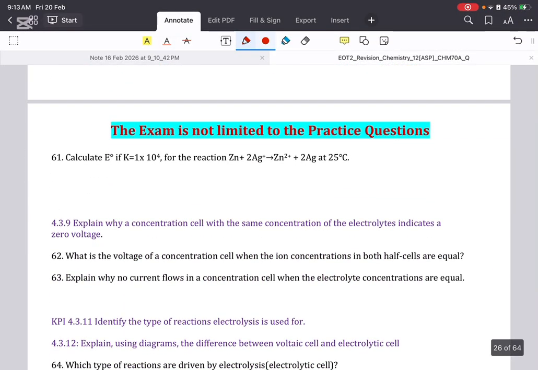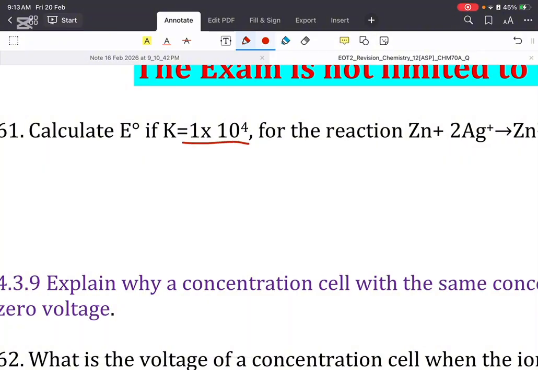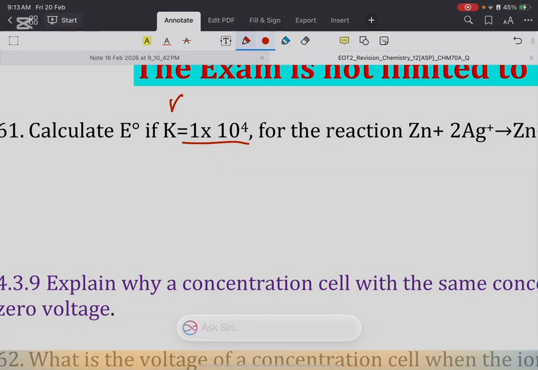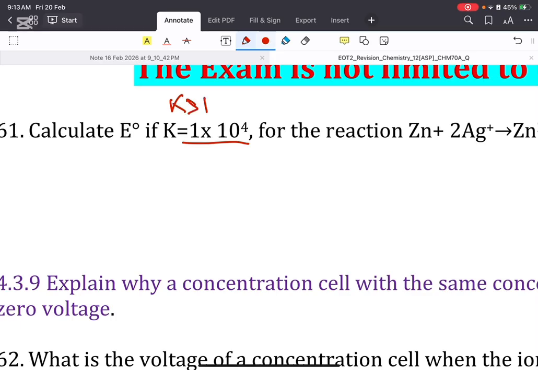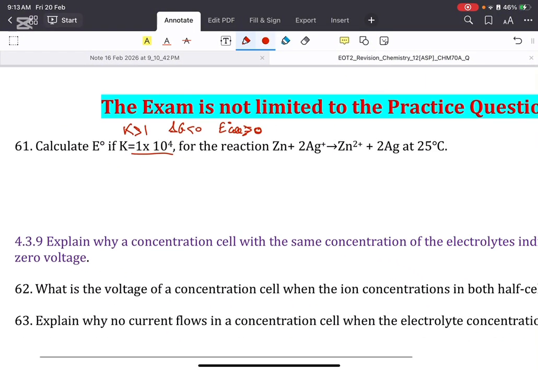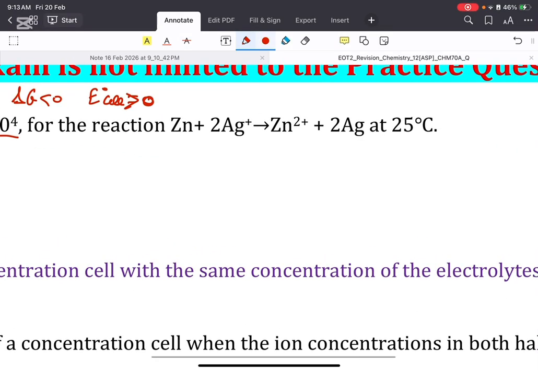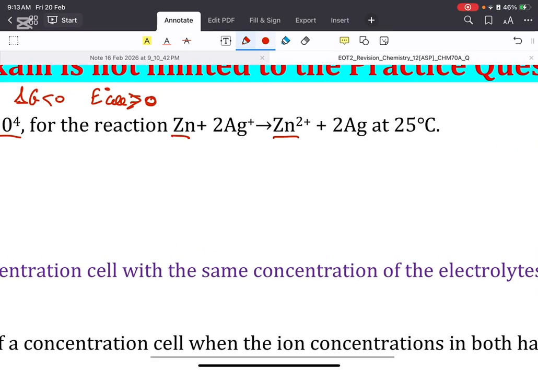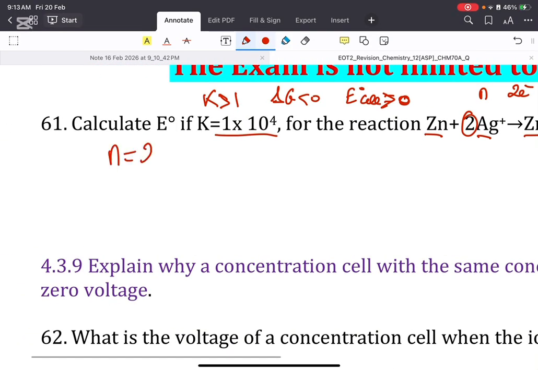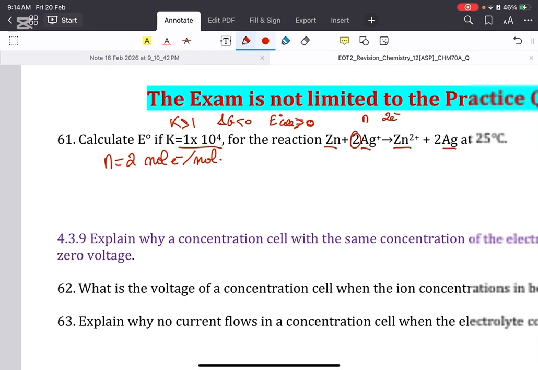Calculate E cell if K is 1 times 10 to the power 4. Note that this K over here is above 1. So we are dealing with a spontaneous reaction and we expect the value of E cell to be positive. Now, the reaction is given over here. I have zinc to zinc 2 plus. There are 2 electrons lost. And silver to silver, 1 electron is gained, but we need to multiply it by 2. So the N here is equal to 2 moles of electron per mole.